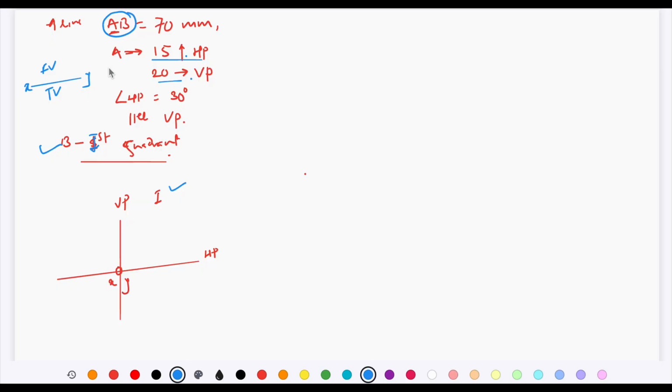Now let's try to imagine the position of the line. Point A is 15 mm above HP, 20 mm in front of VP. So this is point A. This distance is 15 and this distance is 20, and the line is inclined to HP at 30 degrees and parallel to VP. As we are representing a two-dimensional quadrant system, we may not be able to exactly represent the line, but it is going to be something like this one.